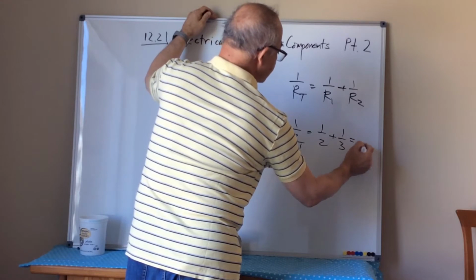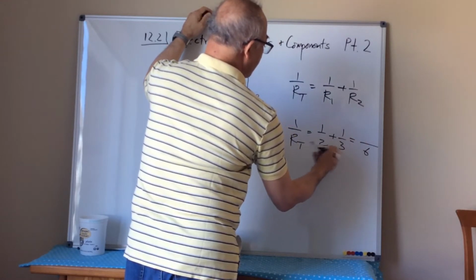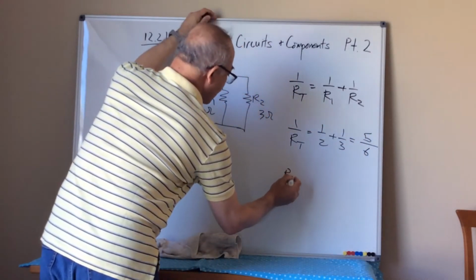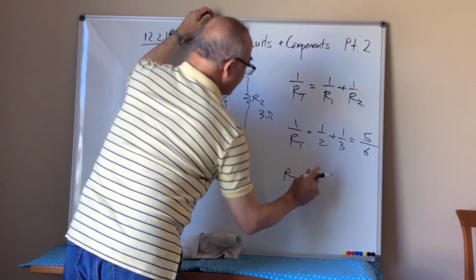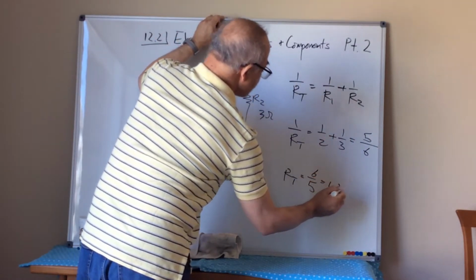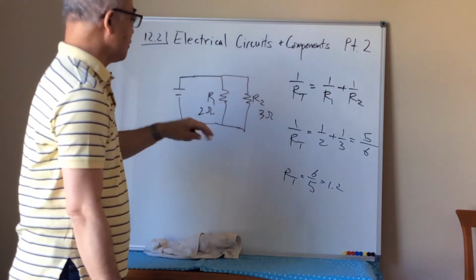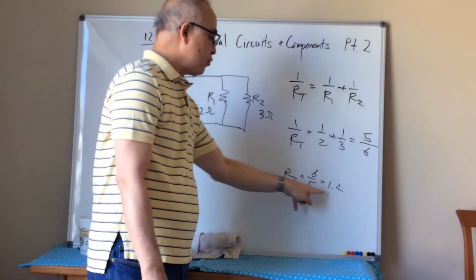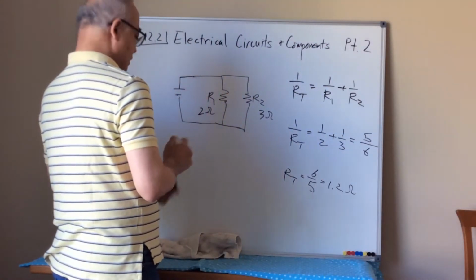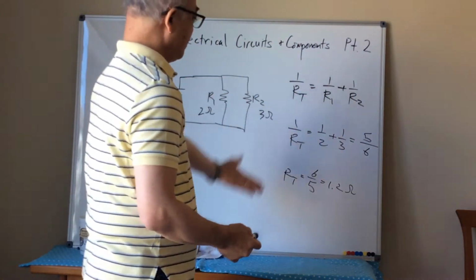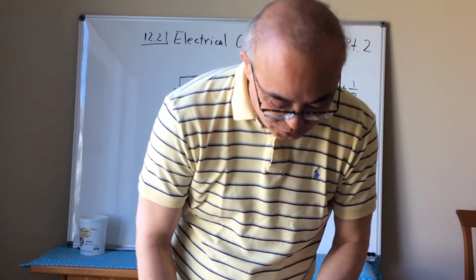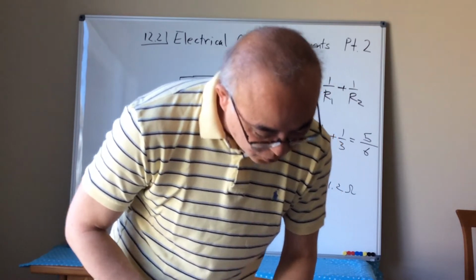So this would be 6. If I do the common denominators, I get 5 over 6. So R total is going to be, if I flip both sides, 6 over 5, which is 1.2. So I started with 2 and 3, I ended up with a total resistance of 1.2. Okay, so this is how you would do the parallel circuit. Okay, so let's see if we can go ahead and use this and do example 12.5.